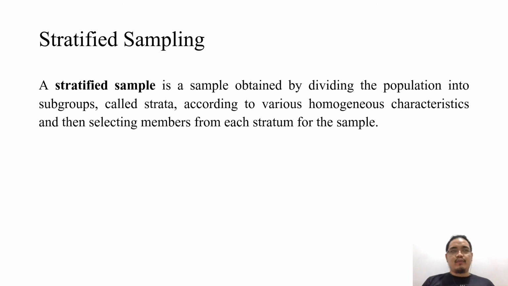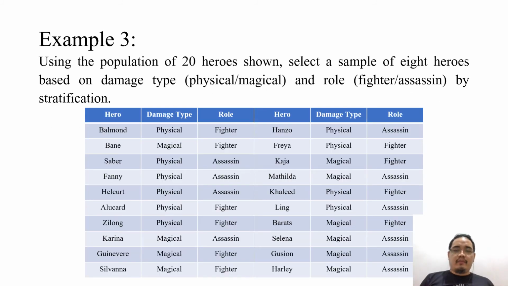Okay? The third one is what we call stratified sampling. So, stratified naman, kaya tinawag na stratified, di ba? The word is strata or groups. Okay, so these groups have similar characteristics, kaya sila ginrupo. So, makikita natin yan dito. For example, meron akong 20 heroes, and then we need to select 8 out of 20. Okay, and then those heroes are grouped based on the damage type and the role.